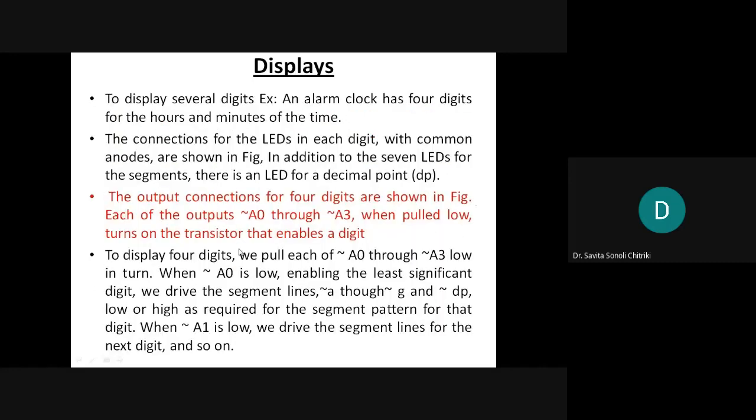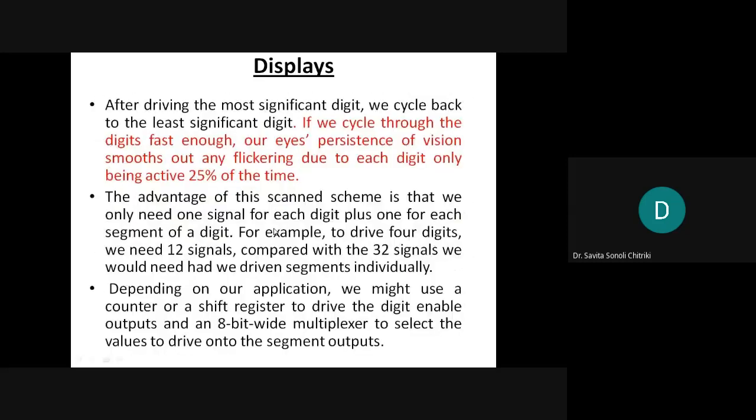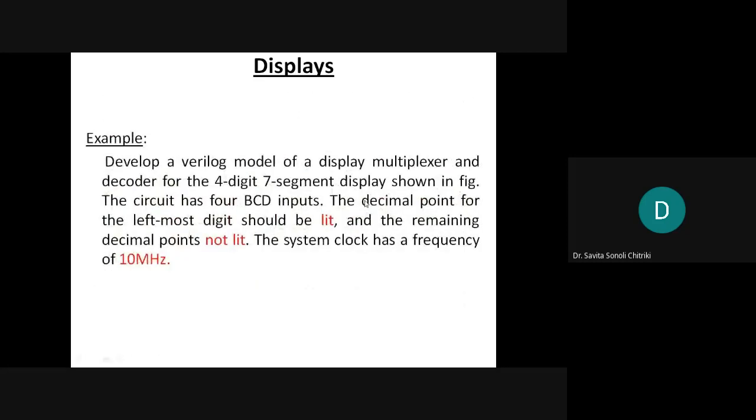That means the leftmost one, this one out of 4 digits, its DP should be lit. For others it should not be lit. So the decimal point for the leftmost digit should be lit and the remaining decimal points not lit. The system clock has a frequency of 10 megahertz. So you will have to write the VERILOG model for that.